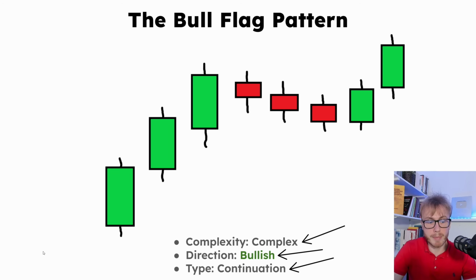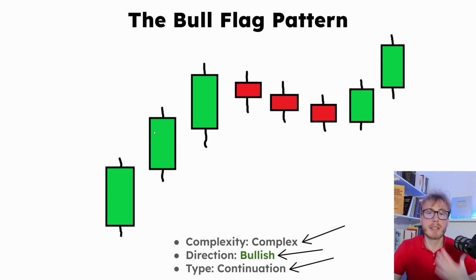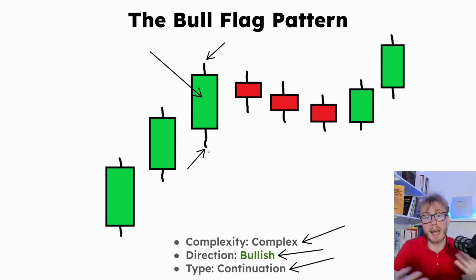So before the pattern appears, we need to see an uptrend, then the actual pattern appears, and the goal of this pattern is to continue the price towards the upside. To identify the bull flag pattern, what we're looking out for, the first candle here is a green candle. This candle can be either strong or medium size, it doesn't matter too much, and we can have wicks, both an upper wick and a lower wick.